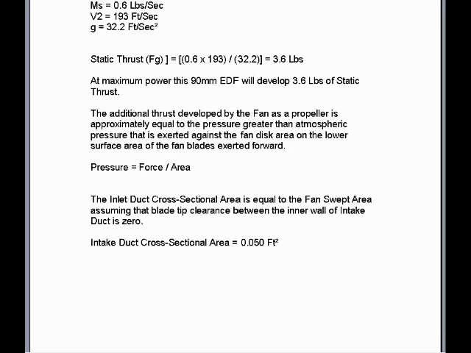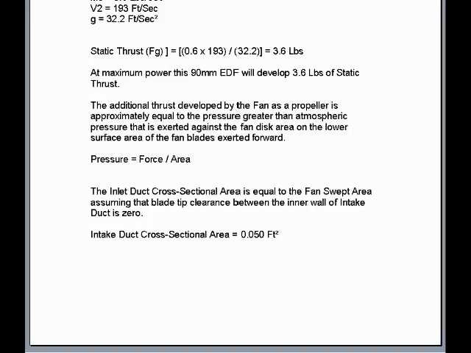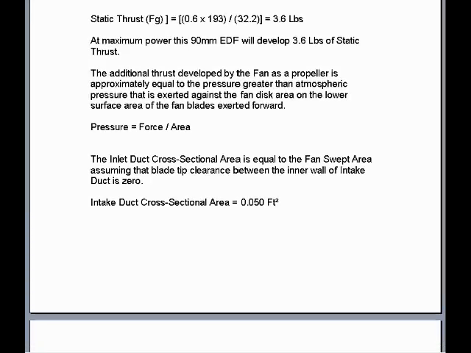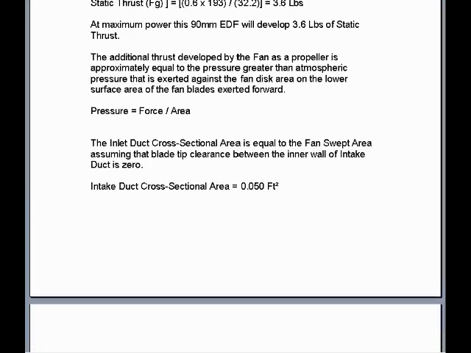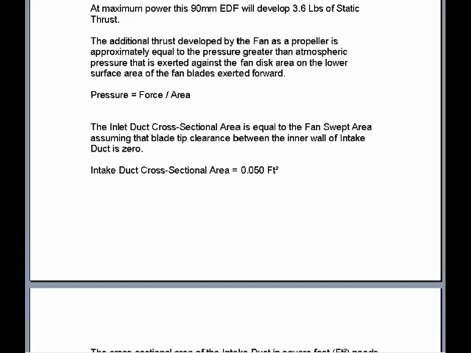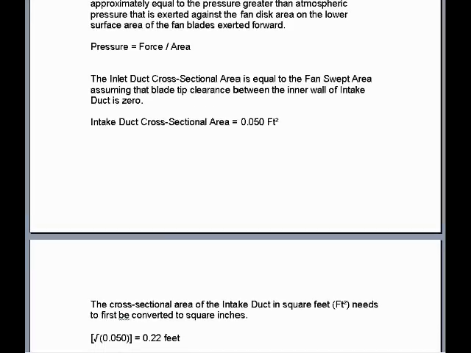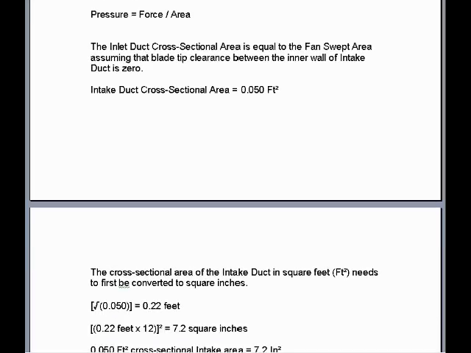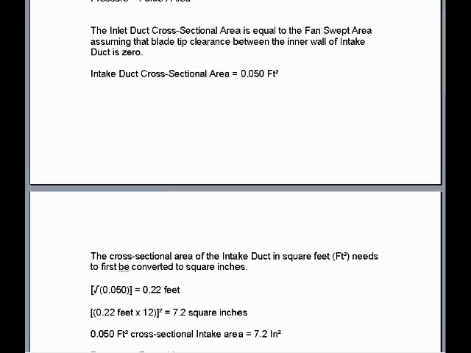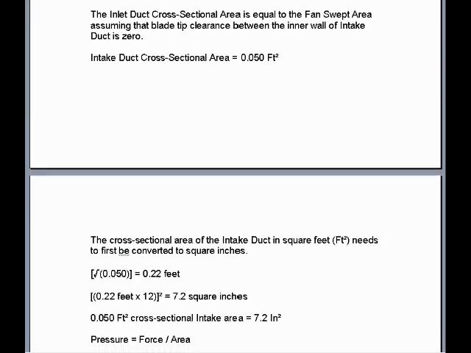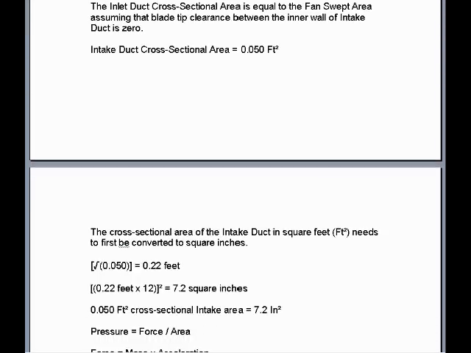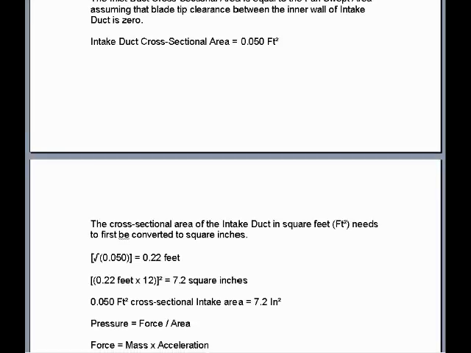The additional thrust developed by the fan as a propeller is approximately equal to the pressure greater than atmospheric pressure that is exerted against the fan disk area on the lower surface area of the fan blades exerted forward. So pressure is a ratio between the amount of force applied to a given amount of surface area. The inlet duct cross-sectional area is equal to the fan swept area, assuming blade tip clearance between the inner wall of intake duct is 0.